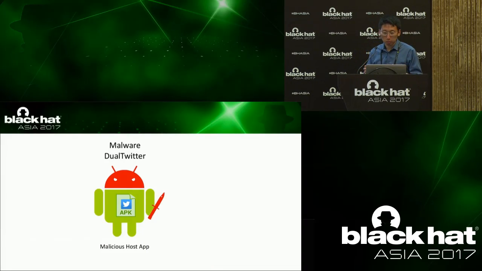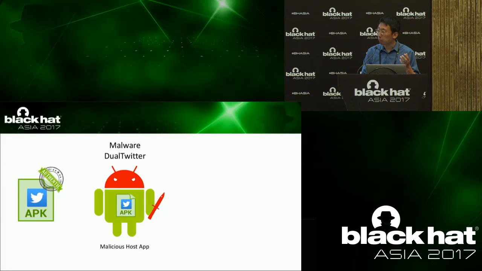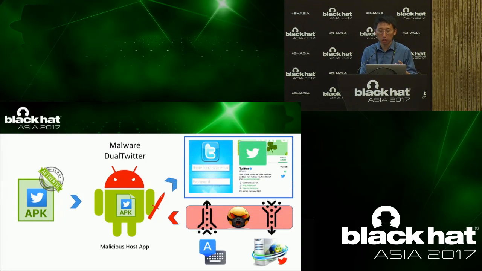Another scenario to abuse plugin technology is to phish on the authenticated victim app. The Dual Twitter malware is one of the samples targeting our authenticated Twitter app. This malware is mostly downloaded by users who want to log in to multiple Twitter accounts, but definitely at a price. Once the user launches this Dual Twitter malware, the malware will load the authenticated Twitter APK file as a plugin, and once the user tries to log in to Twitter, this malware will steal users' input and other credential information.